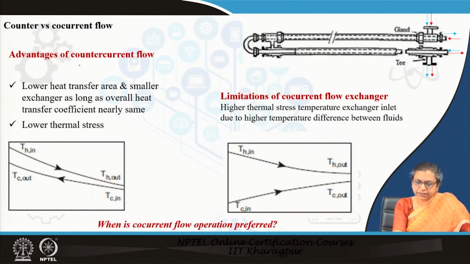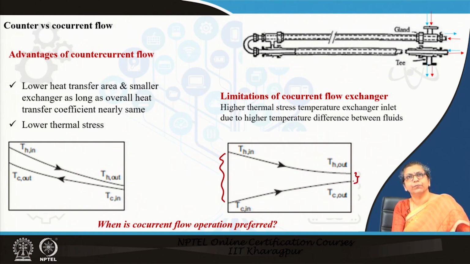In the co-current exchanger, again you will find that the temperature difference at one end is much different compared to the temperature difference at the other end. So, naturally under this condition the material between, or the heat exchange surface, is subjected to a much higher thermal stress.